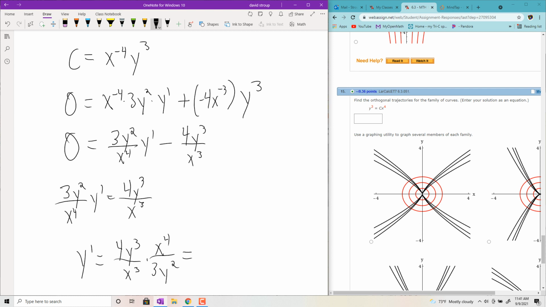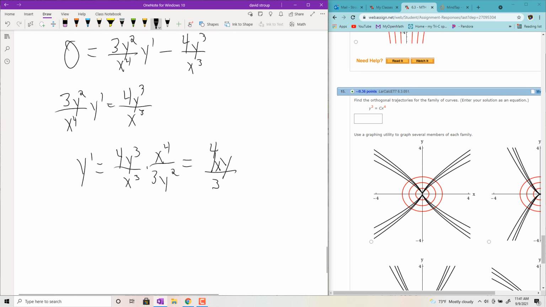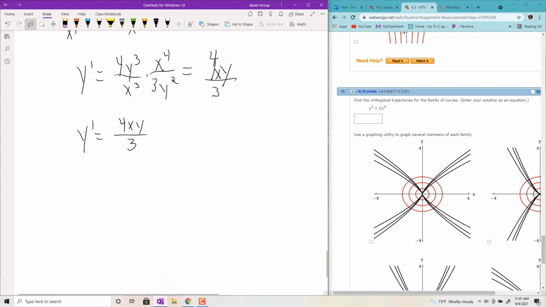And what do we get left? So 4, it's just like 4y, and then x, 4xy all over 3. Okay. So y prime is 4xy all over 3. Then I need to take its negative reciprocal, so the new differential equation is negative 3 all over 4xy.